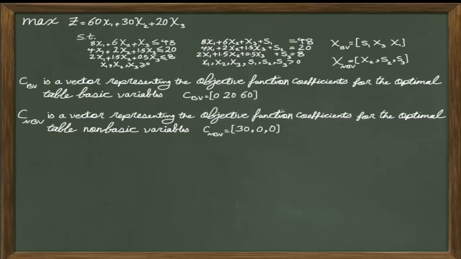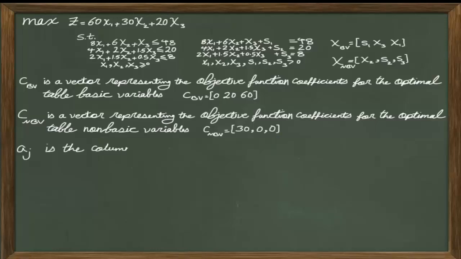Similarly, the CNBV is the vector representing the objective function coefficients for the optimal table non-basic variables. Again, this time I have to look at the vector of non-basic variables and find the related coefficient in the objective function. So X2 is the first element. The coefficient of X2 is 30, so the first element will be 30. The second variable is S2. S2 doesn't exist in the objective function, so its coefficient is 0. So is the coefficient for S3, because we don't have S3 in the objective function, so its coefficient will be 0.